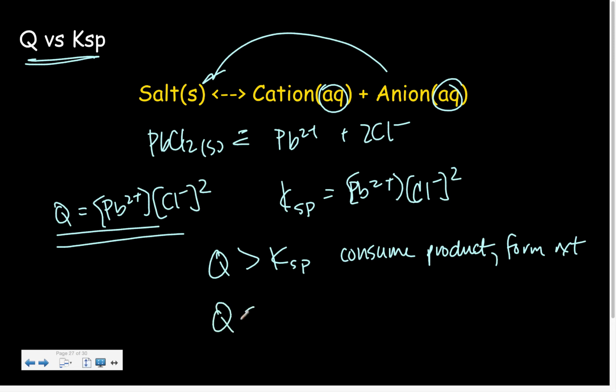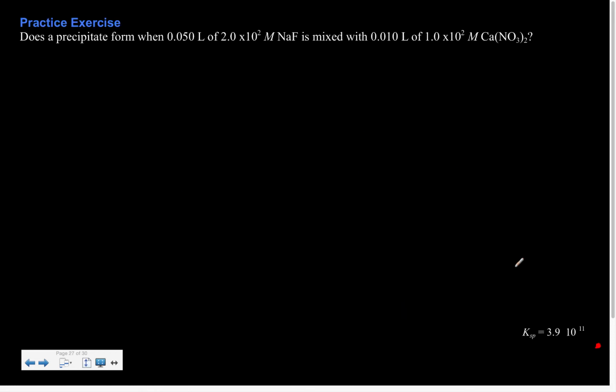If my Q happens to be less than K, again, that means my Q value is too small, that means I'm going to consume my reactant and form product, which in this case, if I form product, that means I'm going to dissolve, yeah? All right, so it's the exact same idea, just some of the terminology changes a little bit based on what we're talking about. But the essence is the same. Consume product, form reactant. We just have to be thoughtful about what product and reactant mean in the bounds of a Ksp problem, okay?